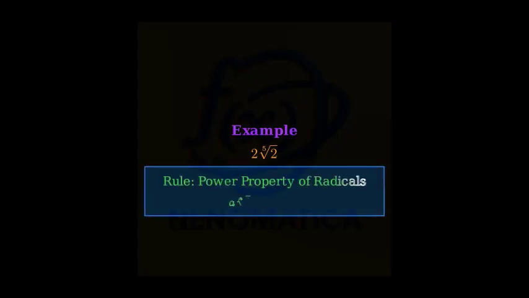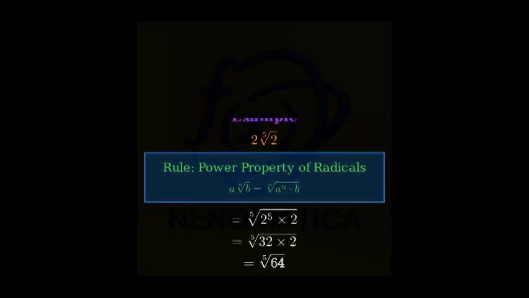2 root 2, where the 2 outside is a coefficient and the 2 inside is under a square root. We'll use our property which states that a times the bth root of b equals the bth root of a to the b power times b. So we rewrite this as the fifth root of 2 to the power of 5 times 2. Let's compute. 2 to the power of 5 is 32, so we have the fifth root of 32 times 2. This simplifies to the fifth root of 64, which is our answer for the first example.